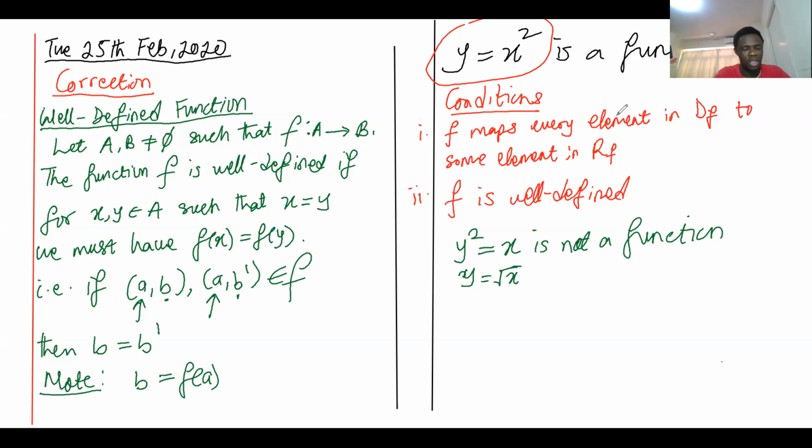Is the first condition satisfied? If this is f, so basically f of x equals the square root of x, and I define this from R to maybe R, can the first condition be satisfied? Are you sure? You're not looking at it closely.